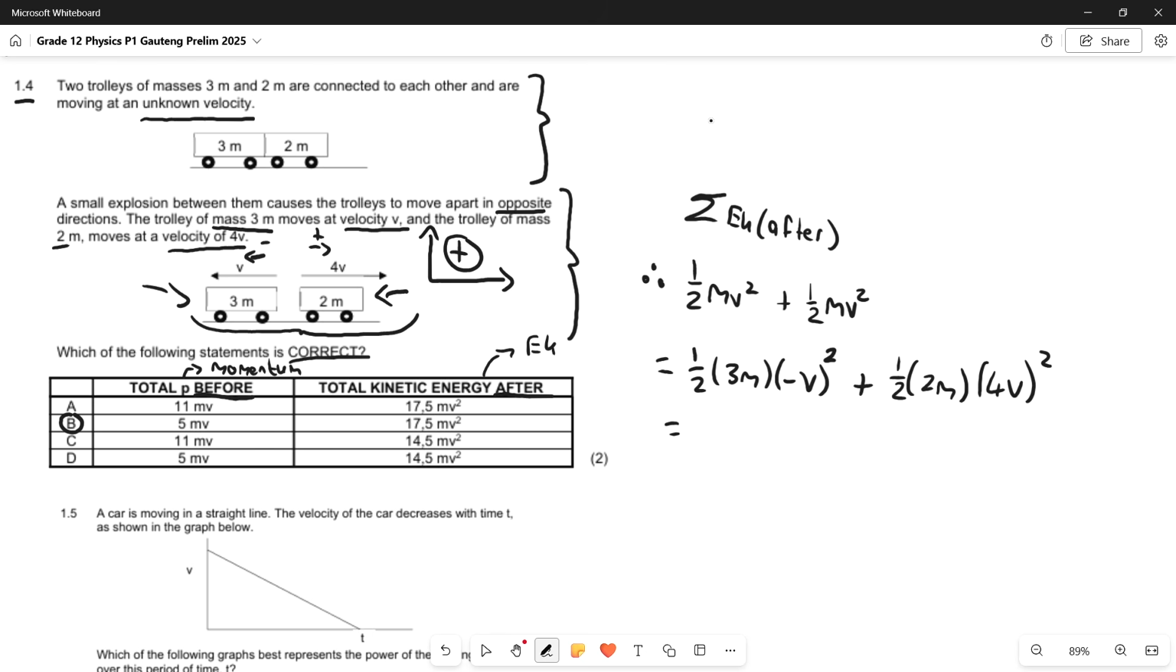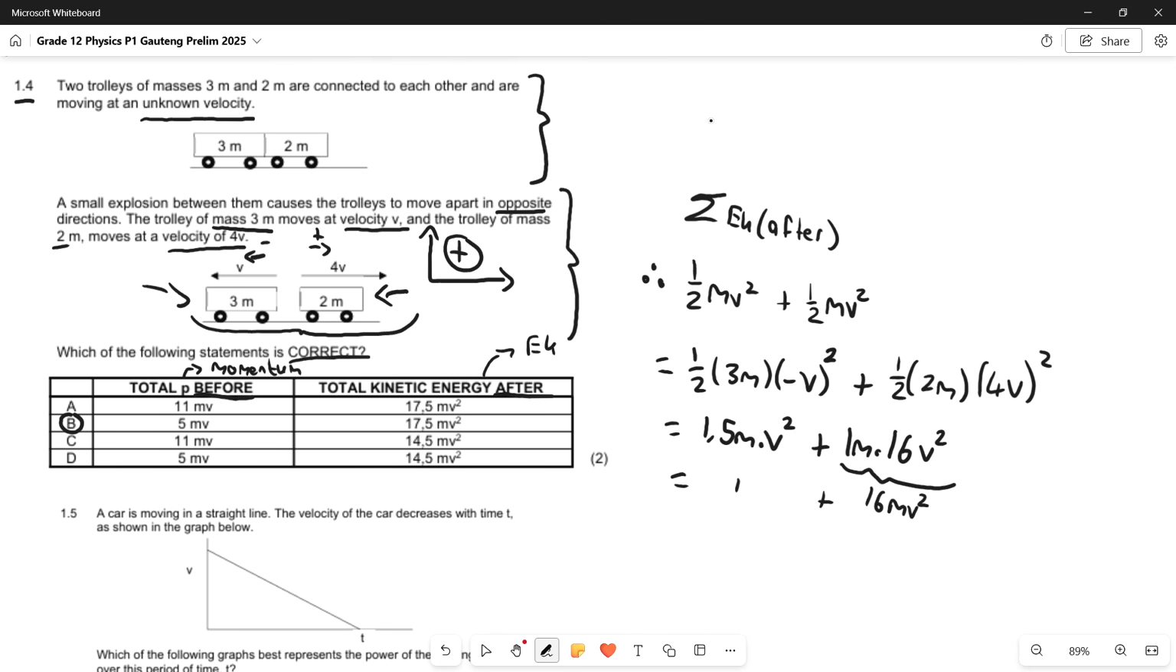And all we have to do is simplify this equation because a half times 3 becomes 1.5m, and then that is multiplied by v squared because negative times itself is positive, v multiplied by itself is squared, plus half times 2 is 1, so we have 1m over here multiplied by 4 squared, which is 16, and then v squared because v is also squared. 1 times 16 is 16, m times v squared is mv squared.